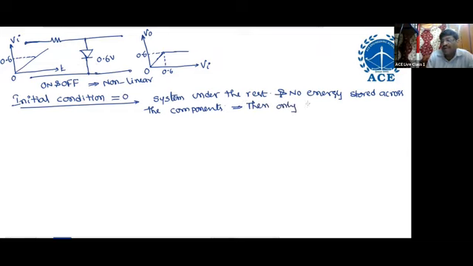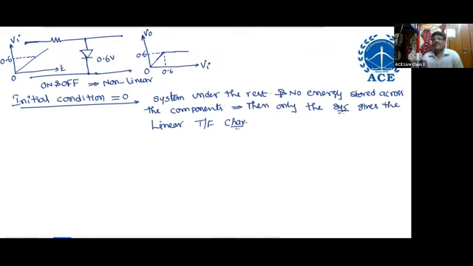Then only the system satisfies or gives the linear transfer characteristics. That's why in the transfer function analysis, initial conditions must always be 0. We should not consider the initial conditions. This is the first definition of the transfer function.